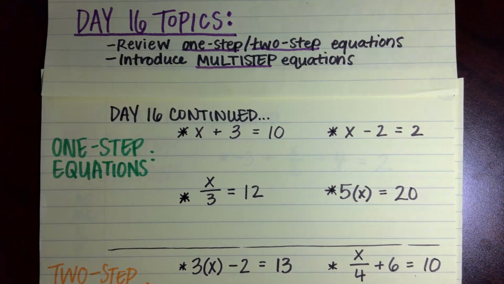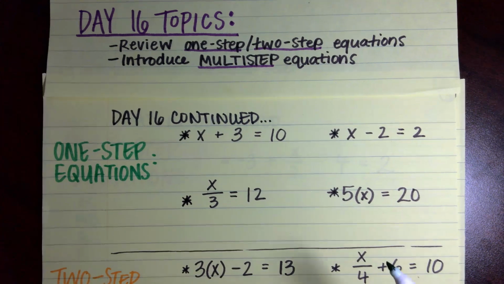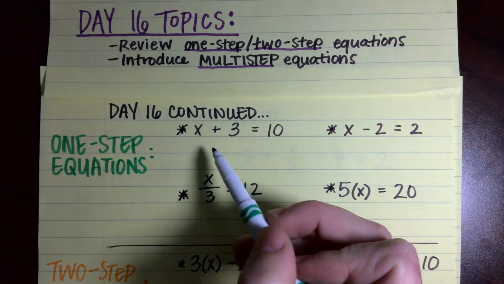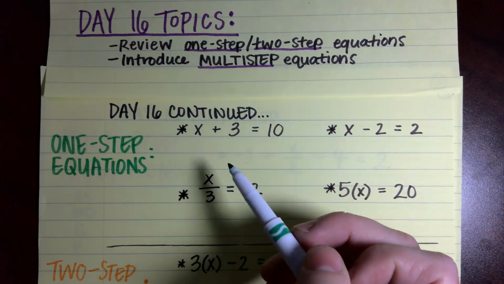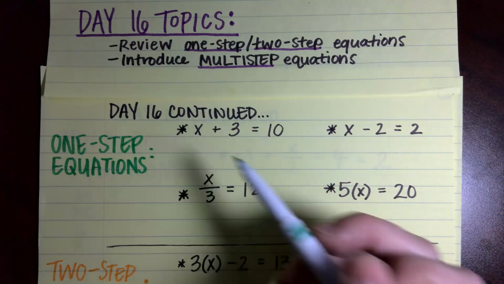So we're going to start by reviewing our one-step equations. And what I did here is I wrote down 4 different equations that all only take 1 step to solve. So for the first example, I have x plus 3 equals 10. What would I do to figure out what my x is equal to?